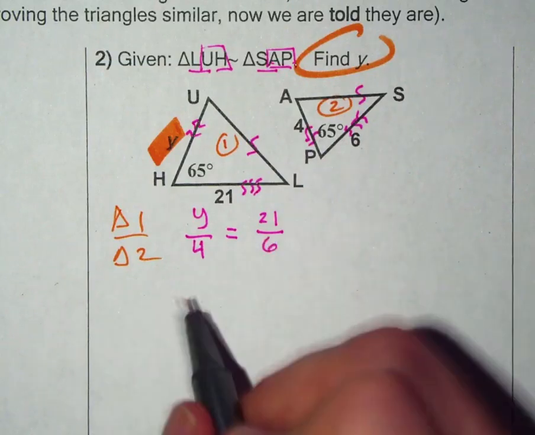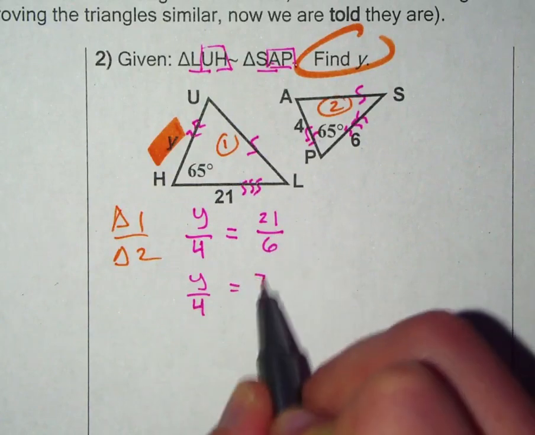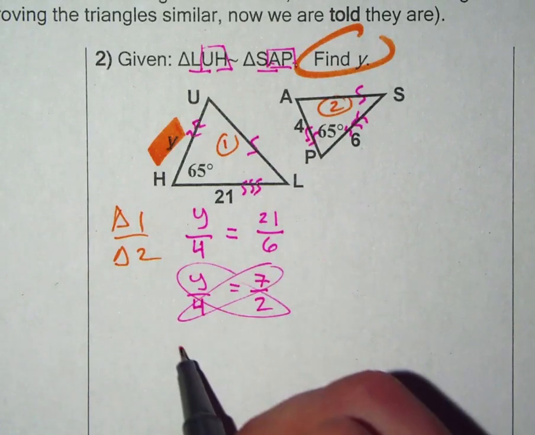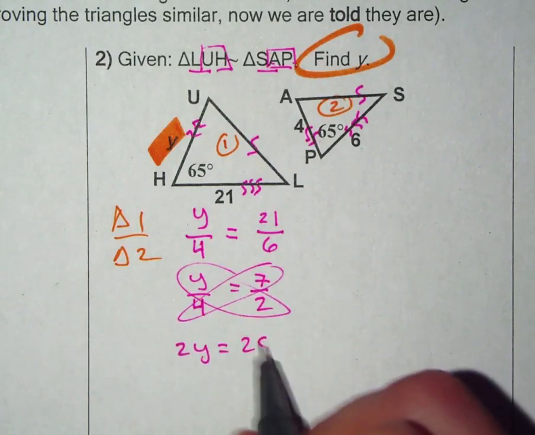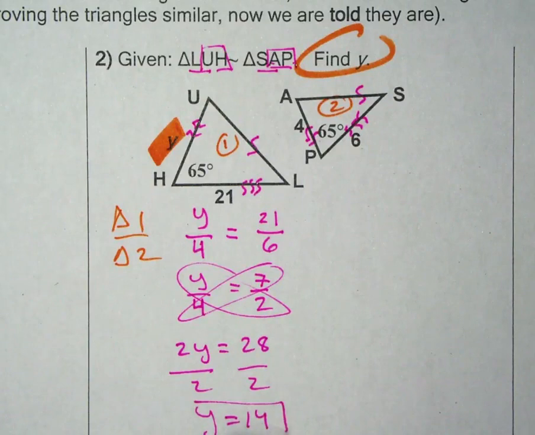I like to try and reduce first when I can. It makes things a little bit easier. Divide both by 3, I get 7 over 2. Now I can cross multiply. You could cross multiply first, but I find this easier. 2y, 28. Y is equal to 14.